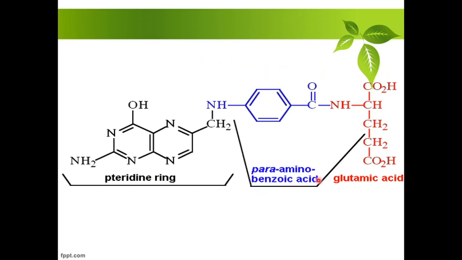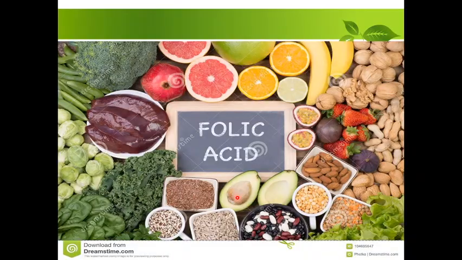Yes, this is the structure. You know, I have several times told you that I tell you the structure only to give you an image, कैसा होता है. You can see here the pyridine ring and the paraminobenzoic acid and the glutamic acid, and all the three, they are linked together to form the vitamin B9, that is the folic acid. Here you can see the मज़ेदार से fruits हैं, dry fruits हैं, and all of them, they contain the folic acid. They are a very good source of the folic acid.